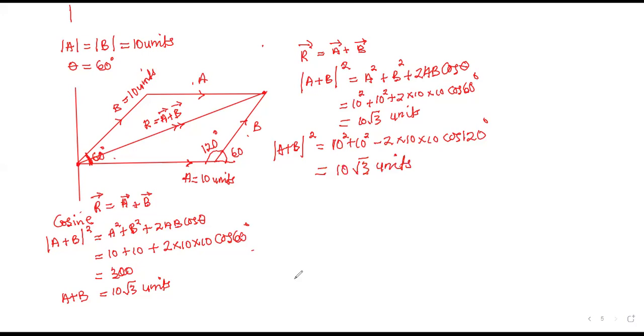Sir, please, why didn't you leave your answer in decimals? Oh, it's just a choice that I made. You can leave your answer in decimal. 17 point something. Okay. All right. Is there any other question?